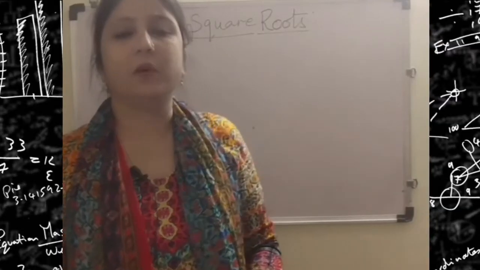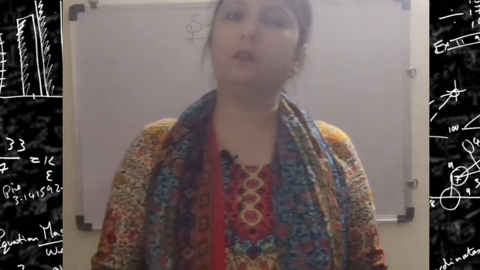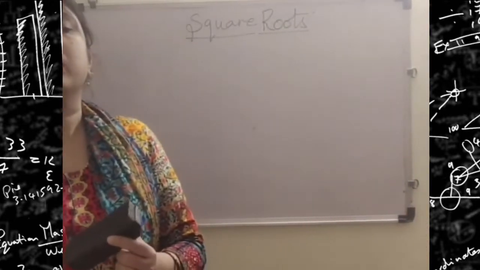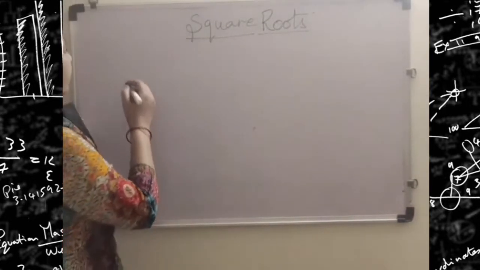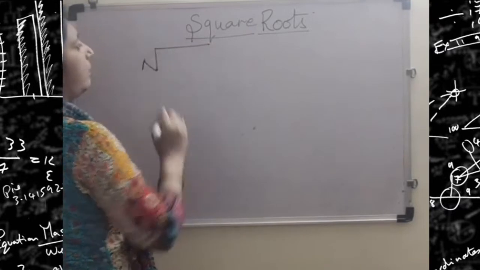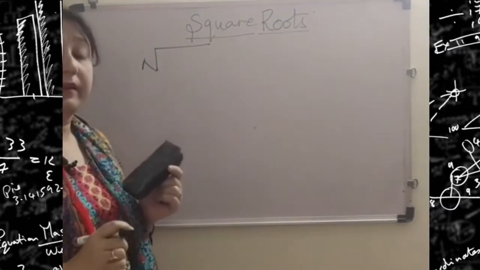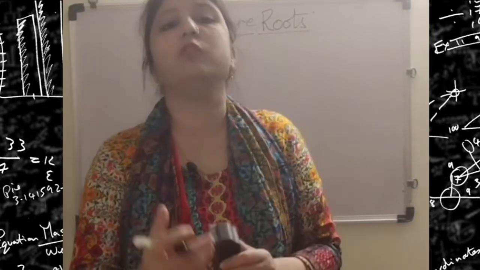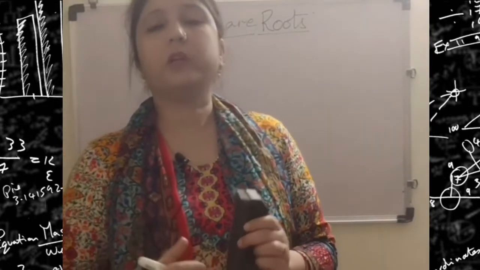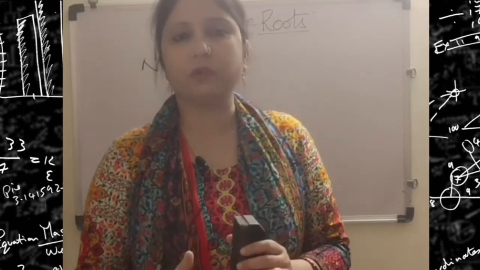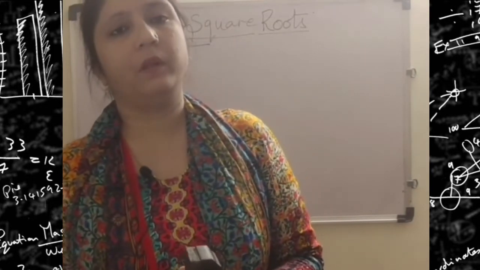Children, now today we are going to start with the square roots. The symbol for square root is this sign, whereas square root is the converse process of squaring. What you did in squaring, its converse process we will proceed now.